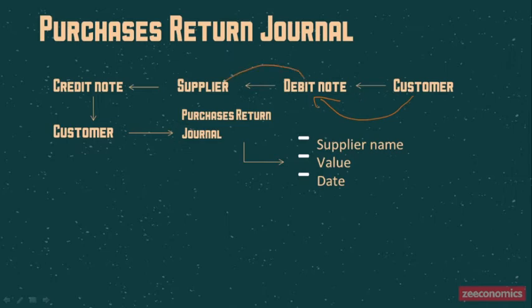Based on this debit note, the supplier is notified, and to acknowledge it, the supplier will issue a credit note. One copy is sent to the customer, and another copy is kept by the supplier as proof of the transaction, that the items the customer bought in the first place have been received. After the customer receives the copy of this credit note, they will record it in their purchases return book or purchases return journal. Same as the purchases journal, the information contained in it is the supplier name, the value, and the date.